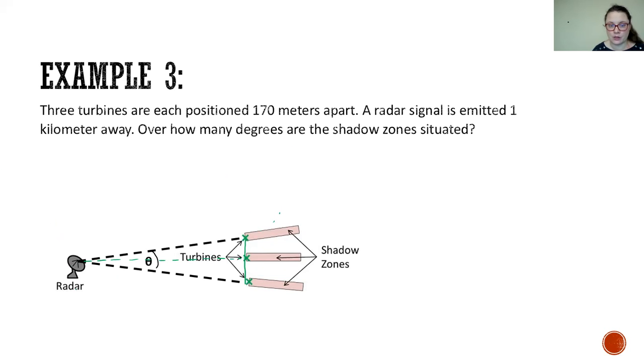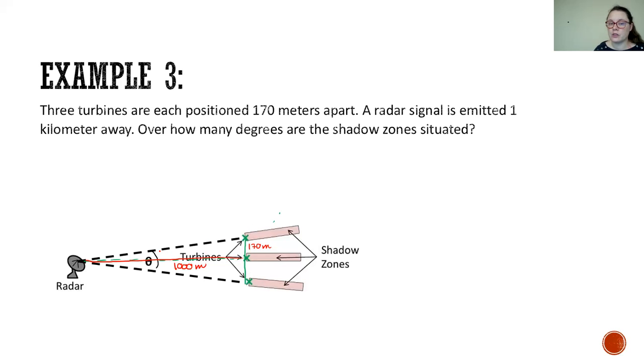Lost my pen here for a sec. I think it's just that it's not red. Put it back to our red color. And we know that there's 170 meters here. We know that this radar signal, this distance here, happens to be 1 kilometer or 1,000 meters.